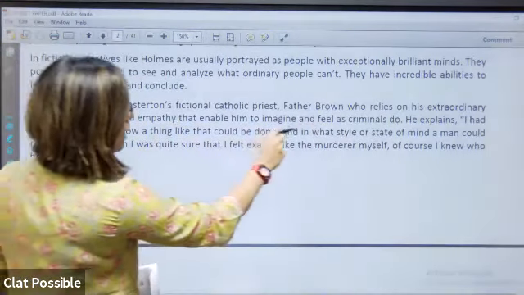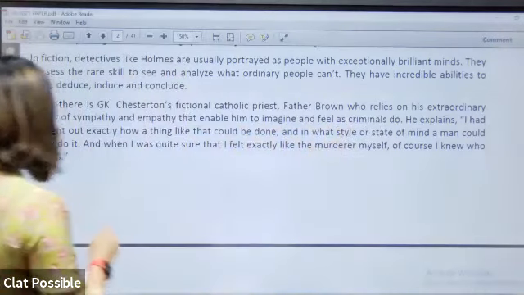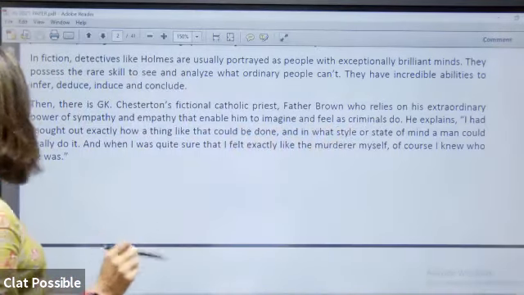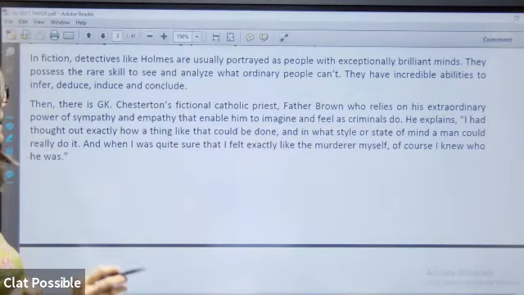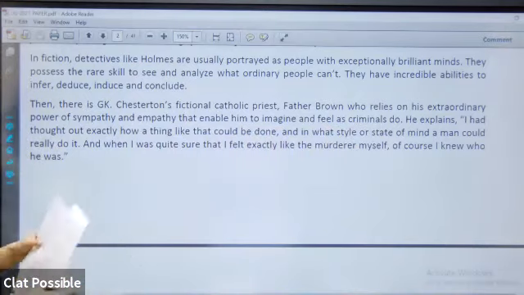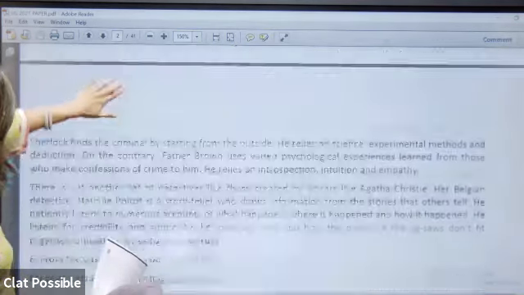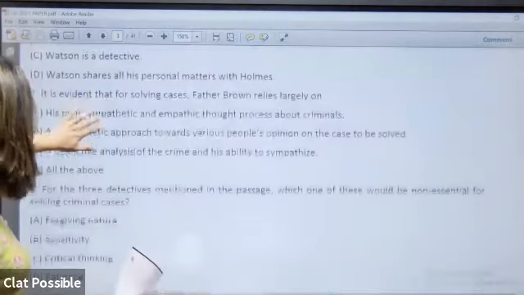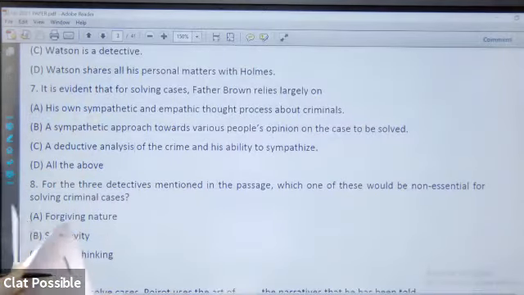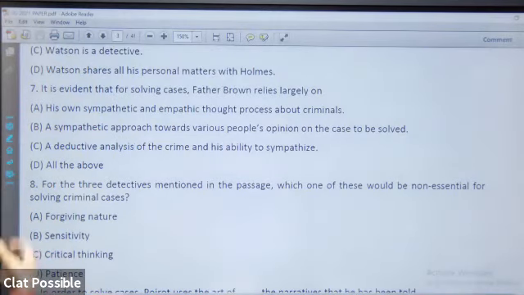Sympathy that enables him to imagine and feel as criminals do, right? I had thought about exactly how a thing like that could be done, and in what style or state of mind a man could really do it, right? So I knew who he was. So this ability to sympathize and empathize and go into the crime helps Father Brown solve the cases.